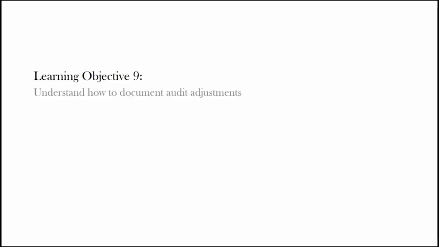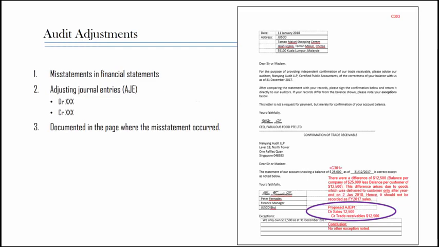So now we're going to understand how to document audit adjustments. During the course of your audit, when you're looking through the different items in the financial statements and through audit procedures, you will pick up certain misstatements. So let's say, for example, this is the trade receivables confirmation that I have received. During the reconciliation, I realized that there is a misstatement in the trade receivables that is recorded. The company has recorded too much trade receivables.